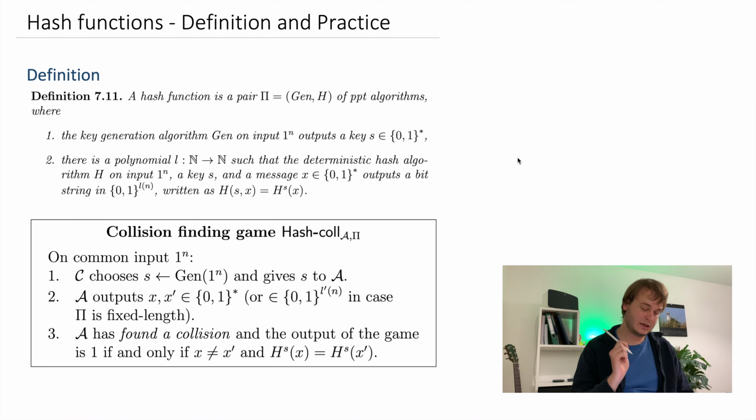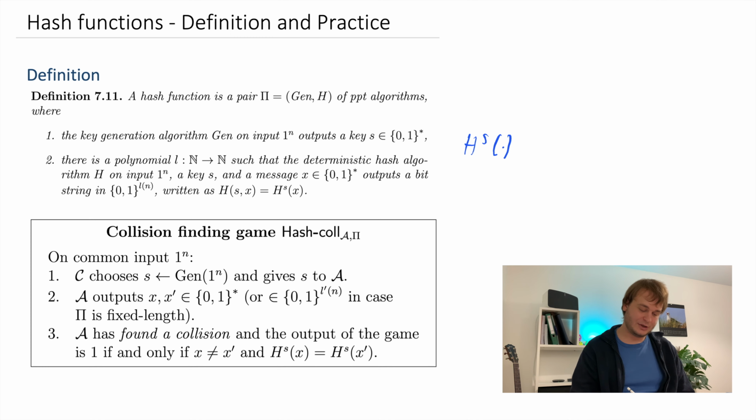Hello. We'll talk about hash functions now. So a hash function actually consists of two functions, a key generation function Gen and an actual hash function H. Then the idea is you generate a key s, then you have this function H of s, and then the security property that we wanted from this is collision resistance.